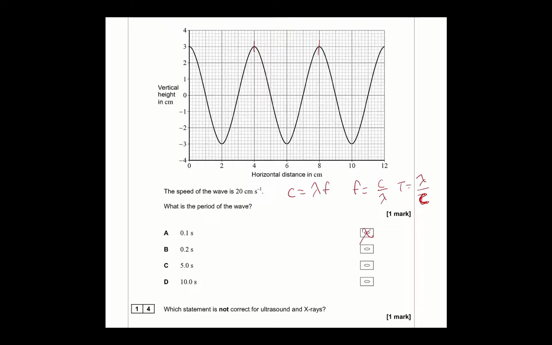Okay, the mark scheme says C. That's not right. It has to be 0.1 seconds. It's moving 20 centimeters every second. The wavelength is very much... Why did I say 2? That's 4.